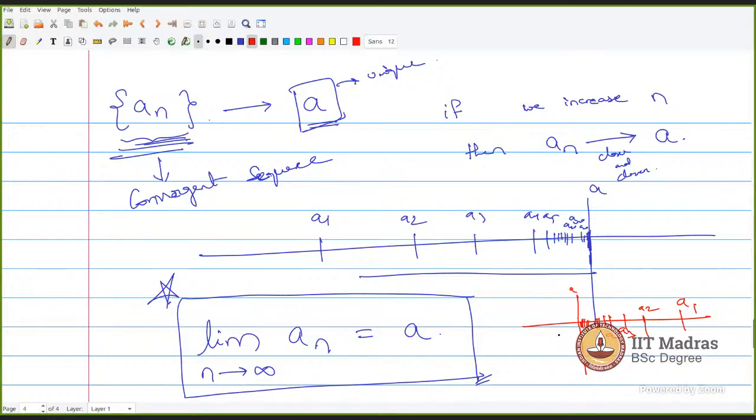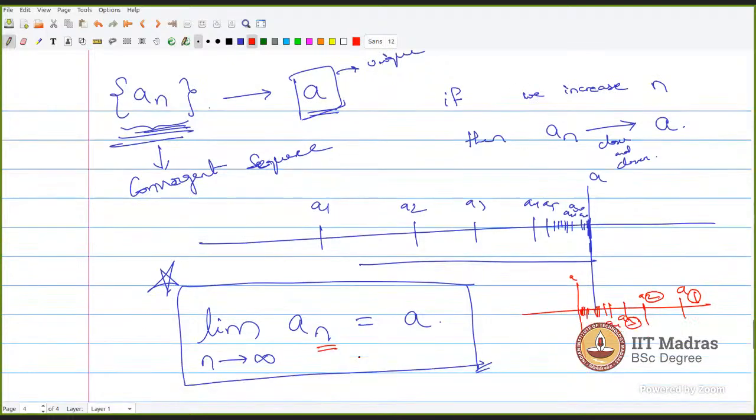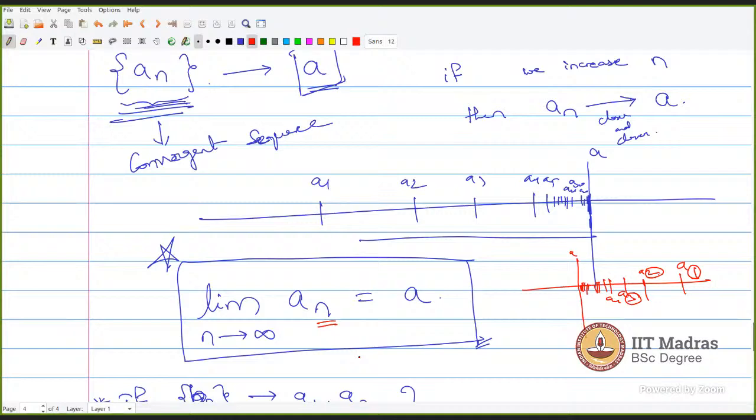But sir, for notation, we will always write n tends to infinity, not n tends to minus infinity? Yeah, here n is the subscript value. It will always be increasing: A1, A2, A3, A4. This n is the subscript value. Maybe the direction of the sequence is towards negative infinity or towards some negative real number, but in the notation a_n, n will always keep increasing.